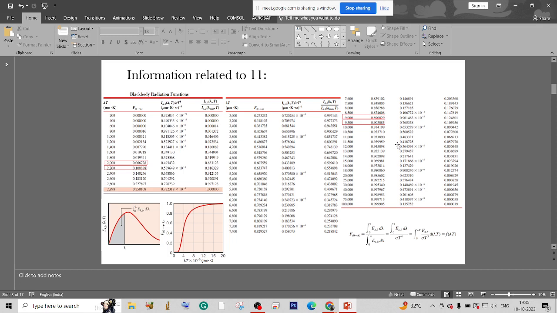So you have to find the lambda T for this cumulative fraction 0.9. When we interpolate it, we find that y is 9381.855, and that will be equal to lambda 2 into 2000. So lambda 2 is equal to 4.69 micrometer.